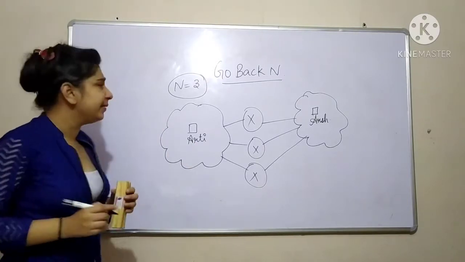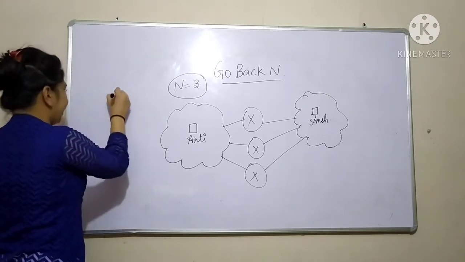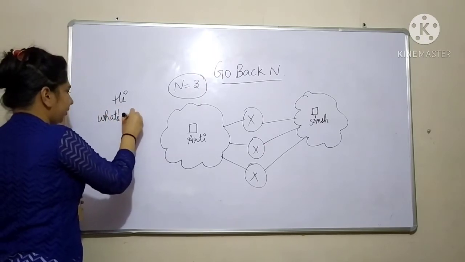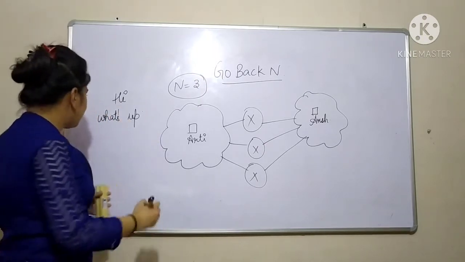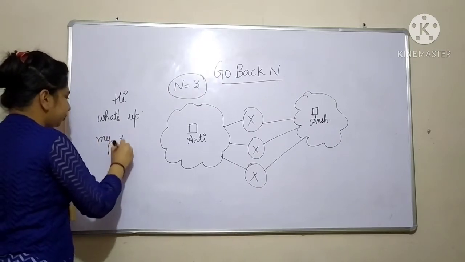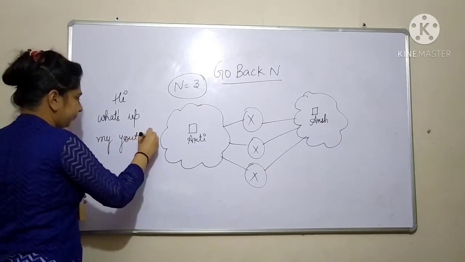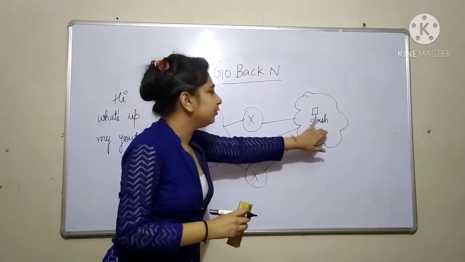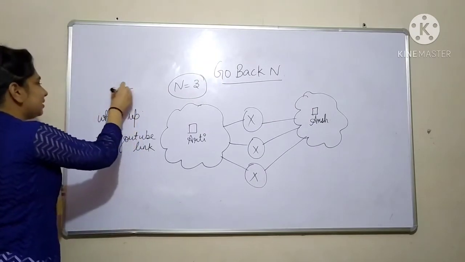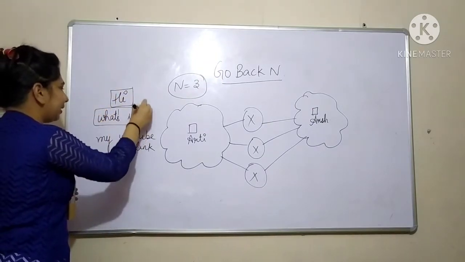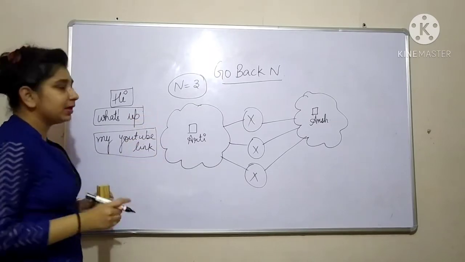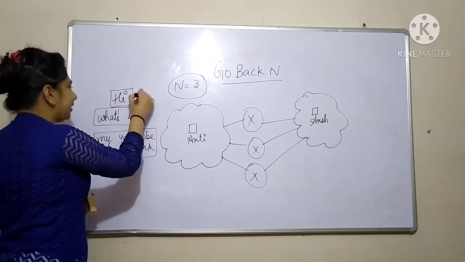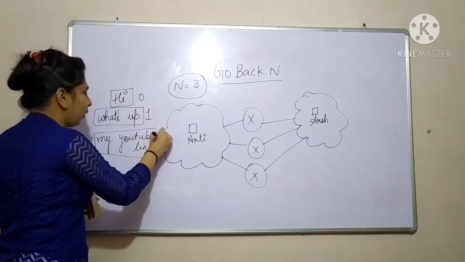Let's suppose I am sending 3 messages. Hi, what's up? And the third message which I am sending is my YouTube link. These are the 3 messages which I am sending to my friend Arsh, and I am considering each message as one packet. So these are the 3 packets, and each packet has a sequence number: 0, 1 and 2.